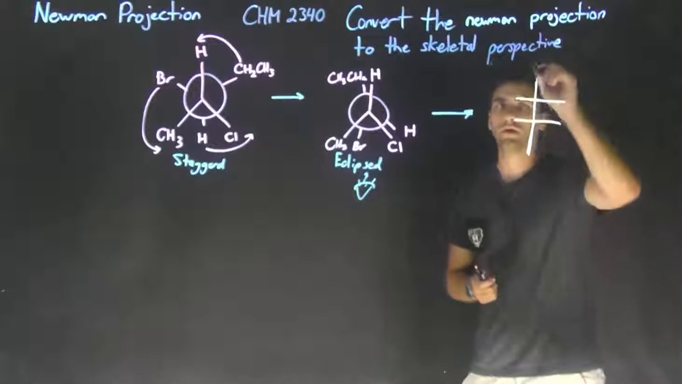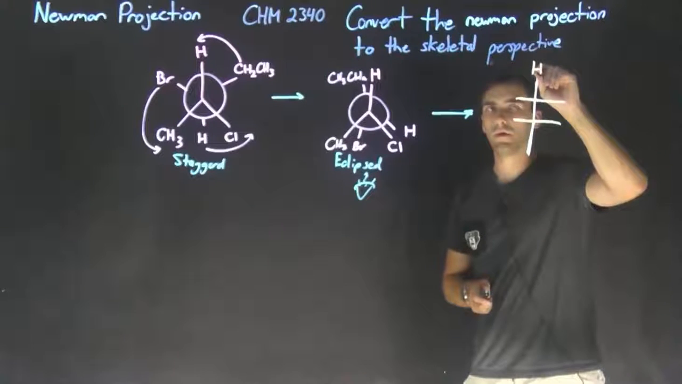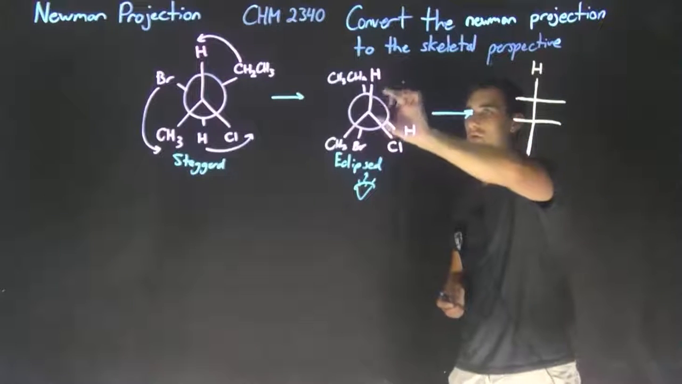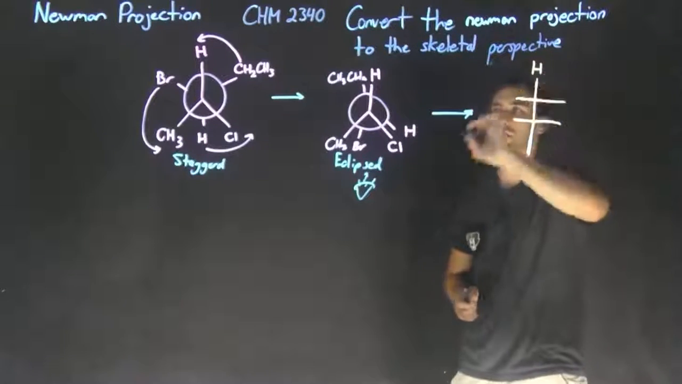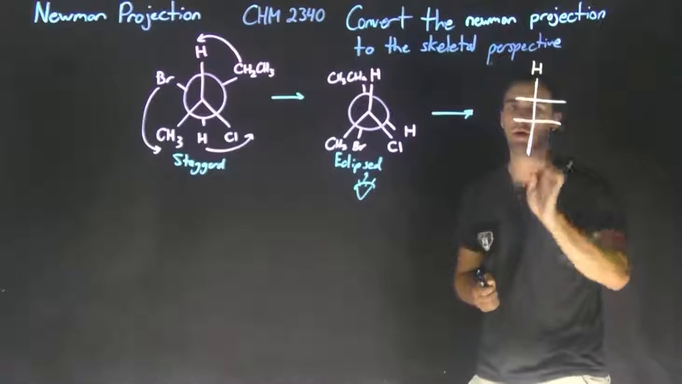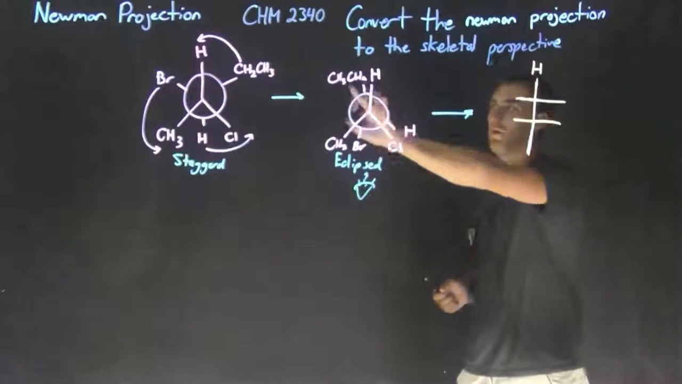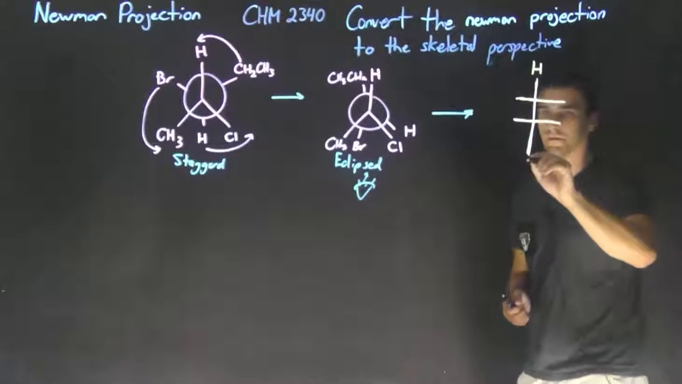And you can tell that this hydrogen will be on top here. This will be the front carbon. This will be the back carbon. And then this group will be the ethyl group.